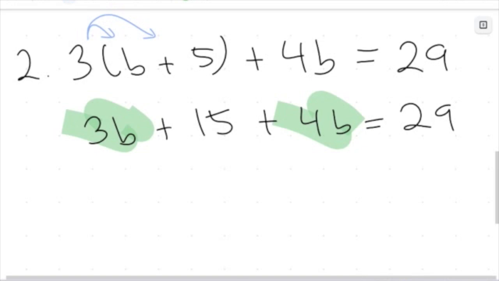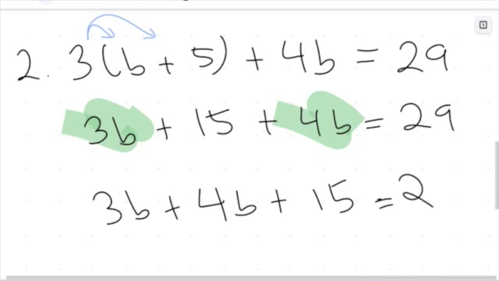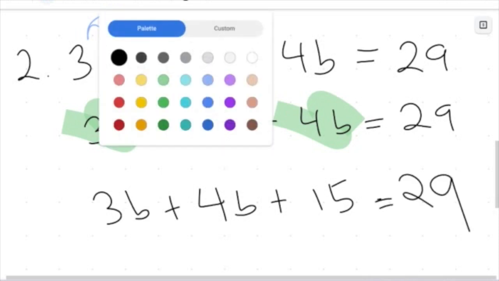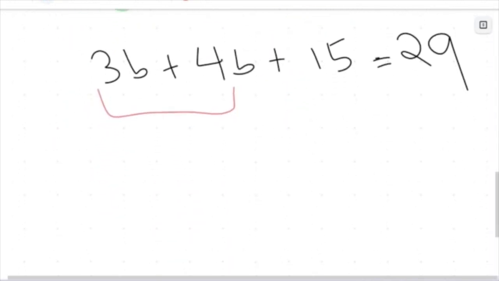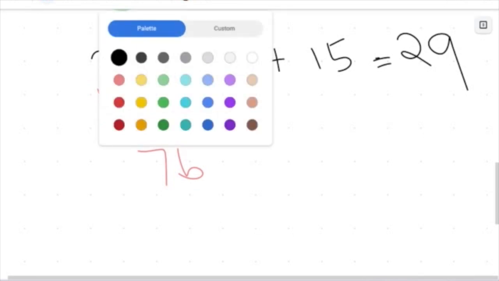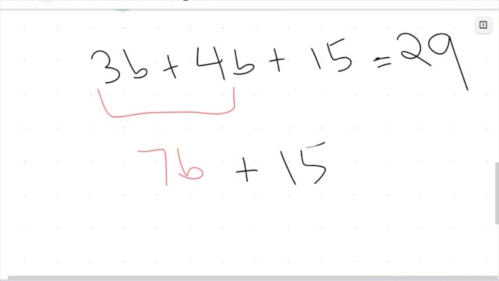Now, if you remember from algebra, algebra teaches us that when we have things in this form, we can add like terms. So I can group these together. I'm just going to rewrite my line, but in a different format. I'm just going to shift this 4b over. So you can see that I have like terms here. Now, if I add 3 lots of b with 4 lots of b, I wind up with 7 lots of b. And to that, I'm adding 15. And that gives me 29.